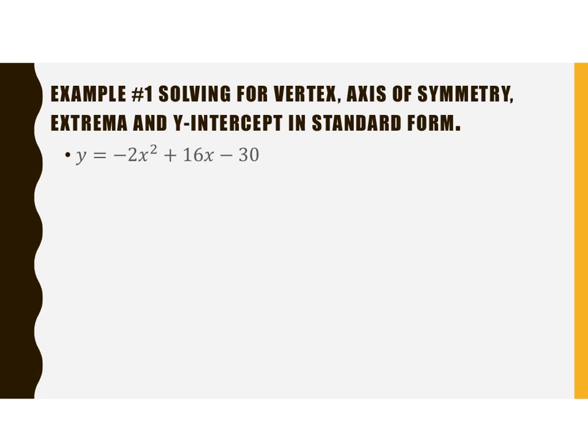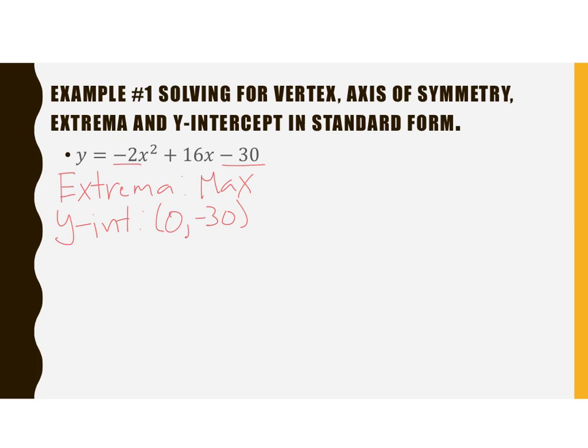Example 1, we're going to solve for the vertex, axis of symmetry, extrema, and the y-intercept. You can do this in any order. I like to start with the easy stuff, the extrema. So for the extrema, I just need to look at the value of a. A is a negative 2, so remember it's opposite. If it's negative, we're going to have a maximum. Next, the y-intercept. That's just looking at the value c, so 0, negative 30.